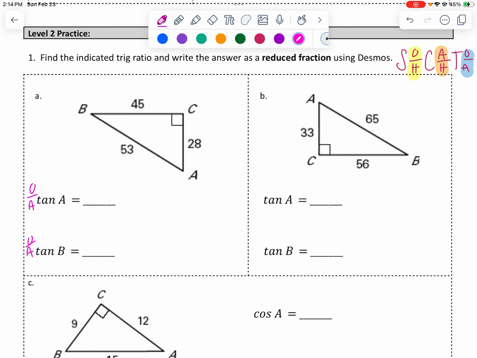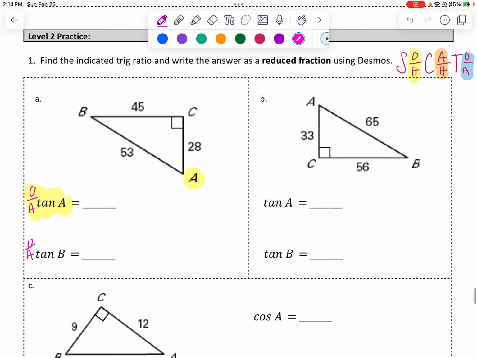Now, it says tan of A and tan of B, so we are looking at two different reference angles. Let's go ahead and start with tan of A. This one I'm going to go ahead and do in yellow. Here's my angle A, and now I'm going to go ahead and label my sides, right? So, opposite of A is my 45. Adjacent of A is the 28, and always across from my right angle is going to be the 53, the hypotenuse.